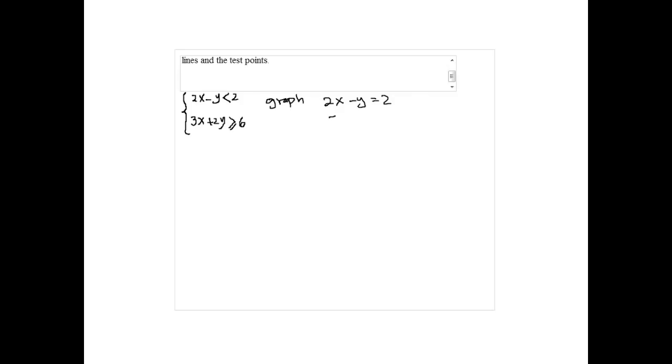Let us solve for y. So negative y equals negative 2x plus 2. So y equals 2x minus 2. So we go down by 2, which is the y-intercept of the equation. And since the slope is 2 over 1, we go up by 2 and over by 1. This is our second point.